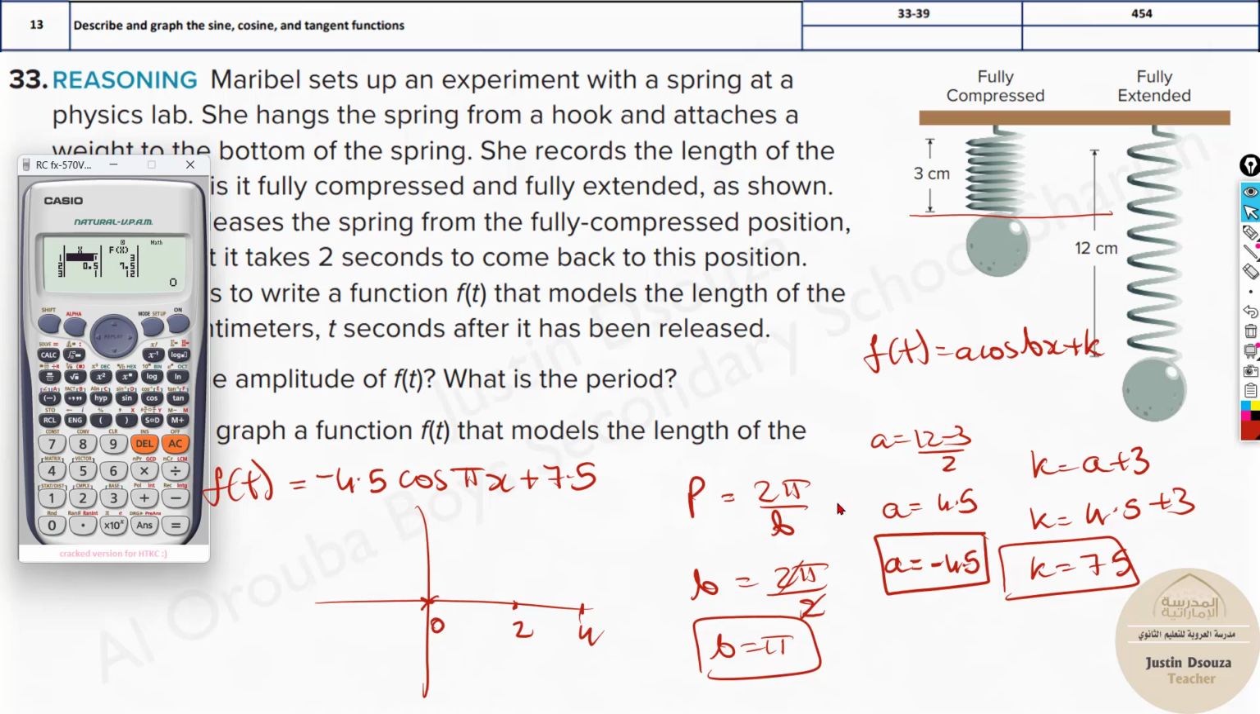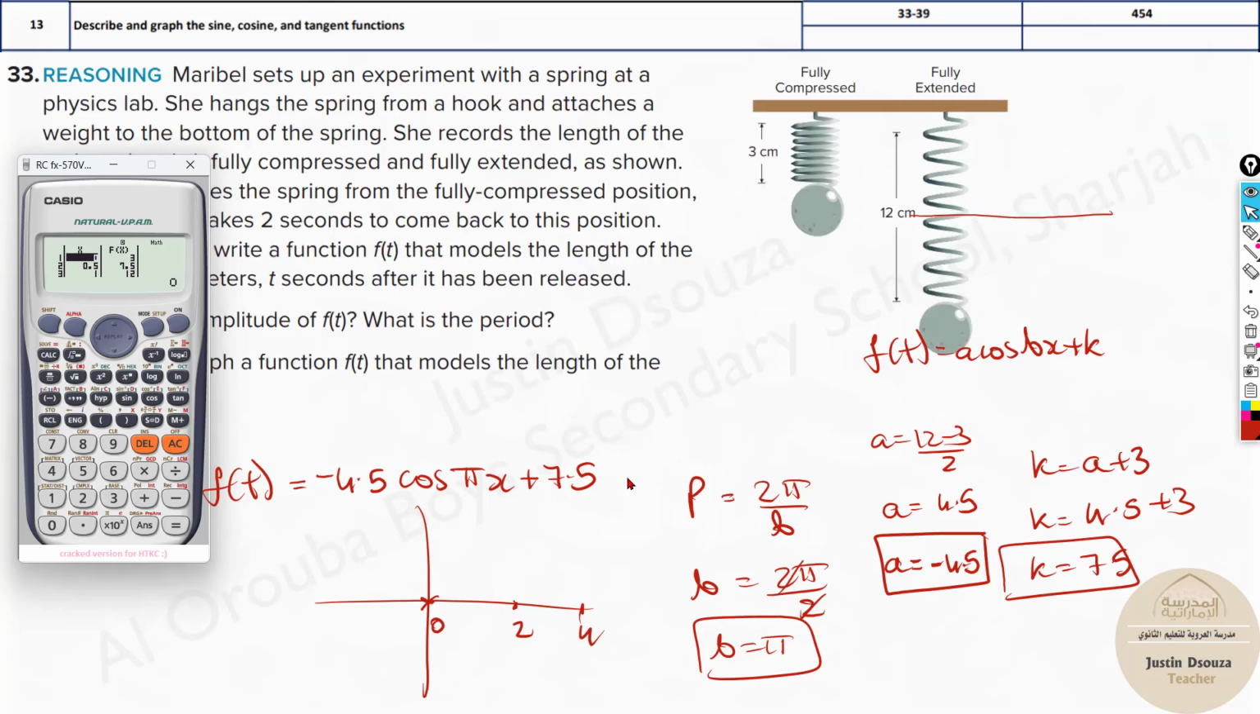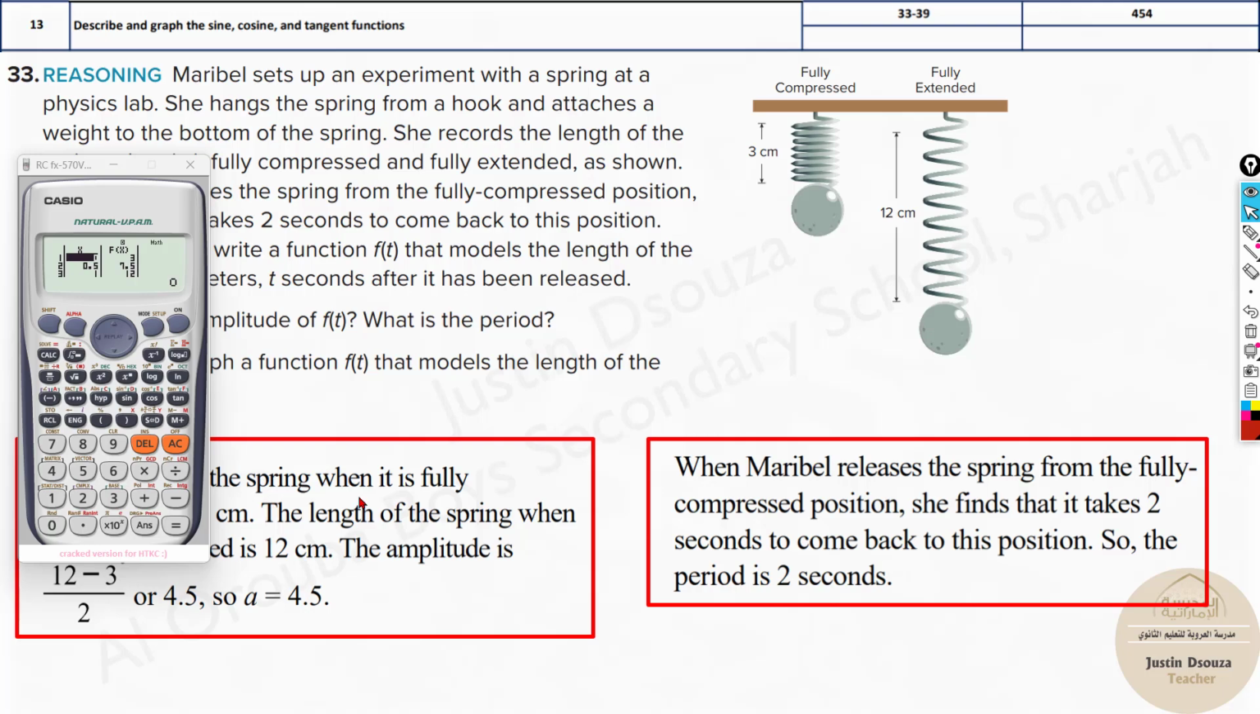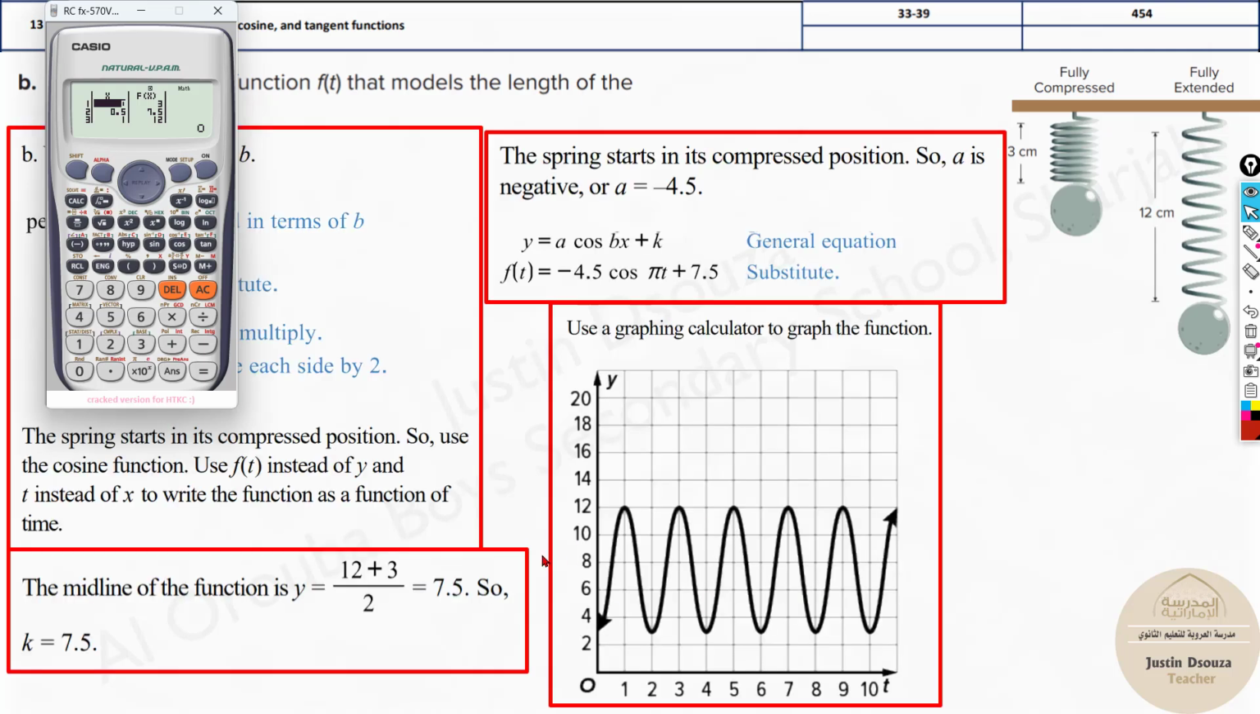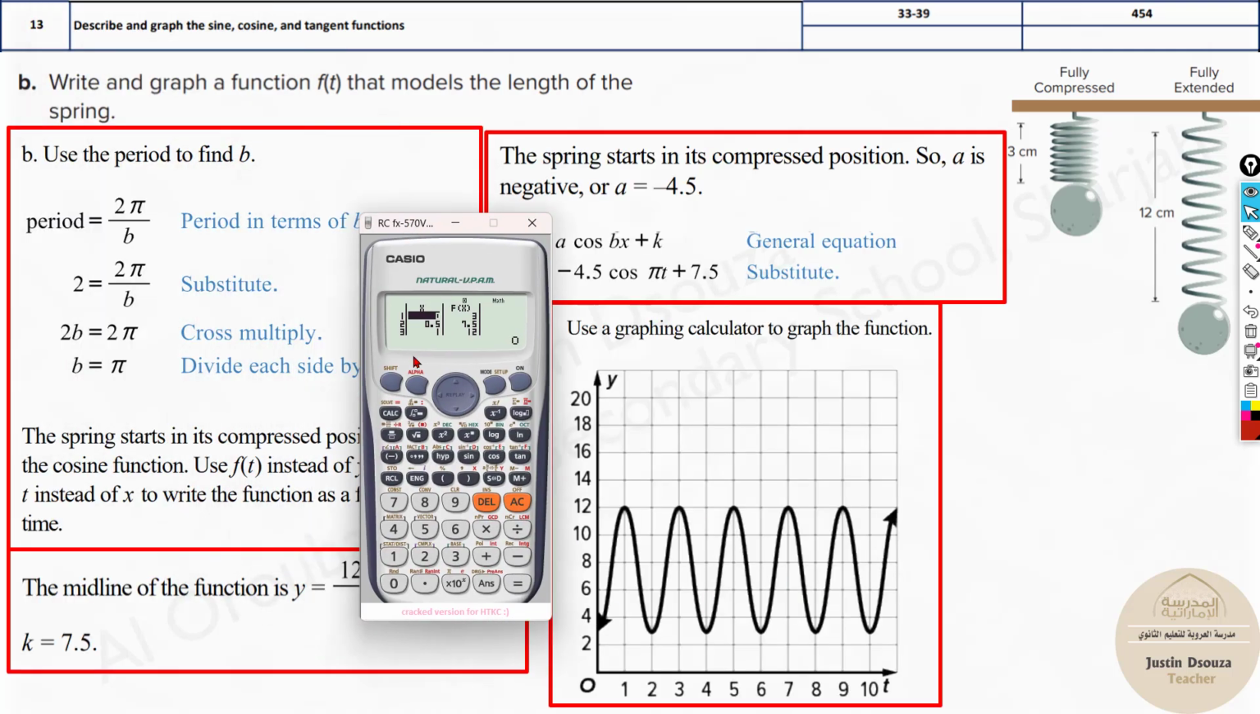Let's just see the graph, the real graph. You can see over here the answers are given. This is how we solve it. We did the same thing, amplitude, seconds, and here's the graph. Now let's compare the answers. At 0, it's at 3, yes. At 0.5, what is the value? It's 7.5, yes, around that.